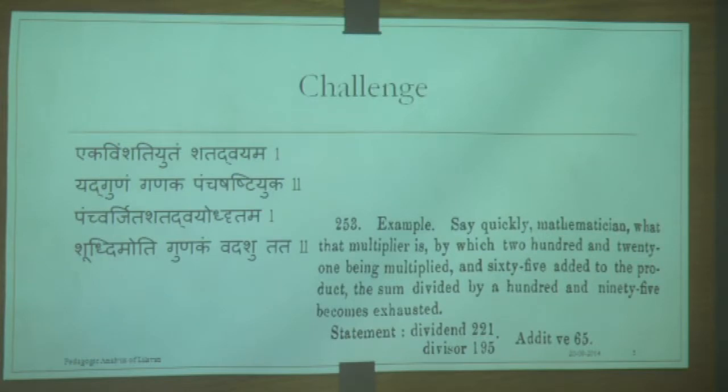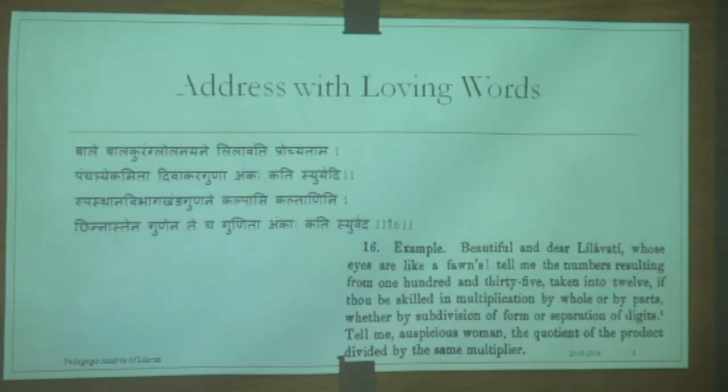One also sees that the author sometimes challenges the readers and says, if you know this, you will be able to answer. Or, say quickly. This is one of the examples from Bhaskara's method. Say quickly, mathematician, what that multiplier is by which 221 being multiplied and 65 added to the product, the sum divided by 195 becomes exhausted. So he says, tell me quickly. And in some cases he also suggests, if you know this, you will be able to solve. Such a special feature one sees.